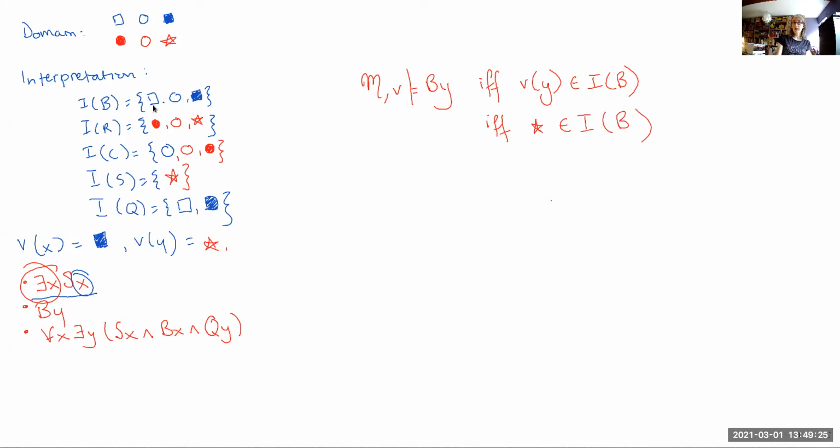But if you go and you look at the interpretation of b, the red star does not occur there at all. So that means that this is not a member of that. Therefore, v of y is not in the interpretation of b. And therefore, we know that this is false. And at this point, we stop because the question just was, is it the case that what the variable assignment assigns to y is in the interpretation of b? The answer is no, full stop. It's only when you have the quantifiers that you shift to a different variant. So this was a fairly straightforward example. Let's look at just one more.